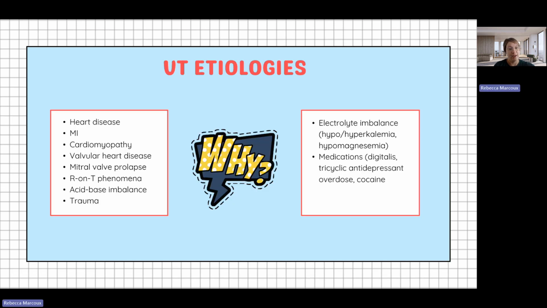So why does VT happen? So many different things. Again, one of the ones that we keep talking about is our R-on-T phenomenon. So we have a PVC or an ectopic beat hit during your relative refractory period, during your T wave, and it flips the patient into VTach. It can also happen with many heart pathologies, acid-base imbalances, trauma, electrolyte imbalances, and different kinds of medication.